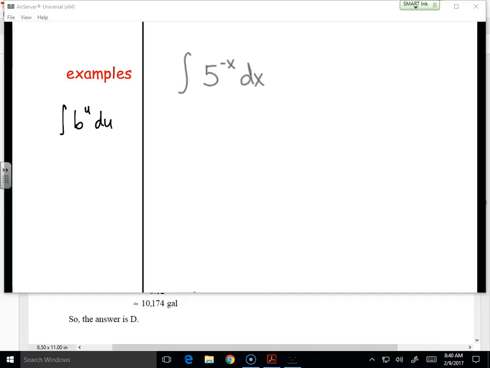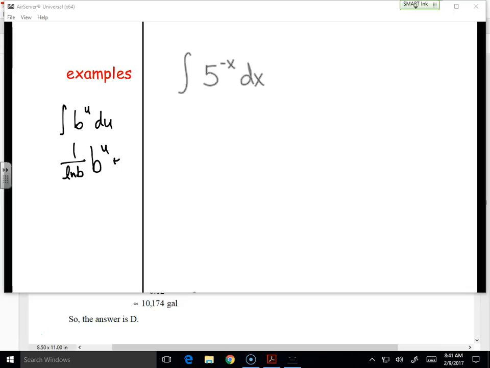The integral of e to the u is e to the u. The integral of b to the u is b to the u, but it's not an e, so we have to offset. The derivative says times ln b, so I need to go ahead and do 1 over ln b to get rid of that constant when we integrate. That's the rule.